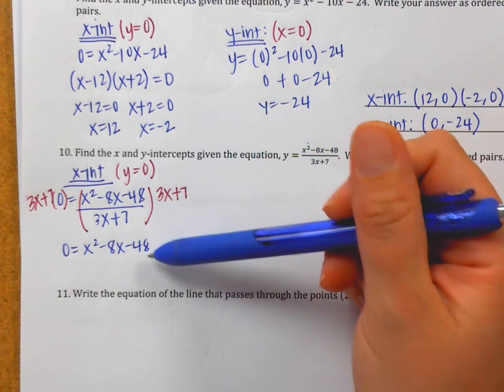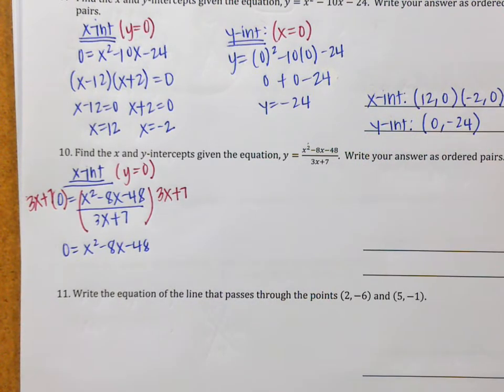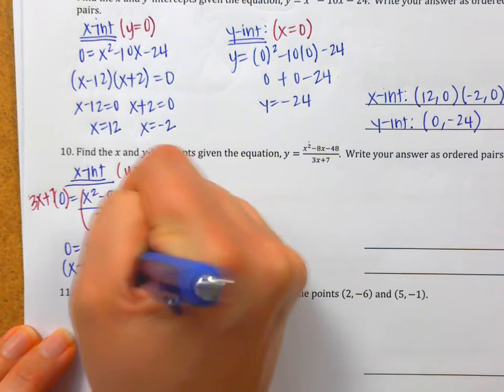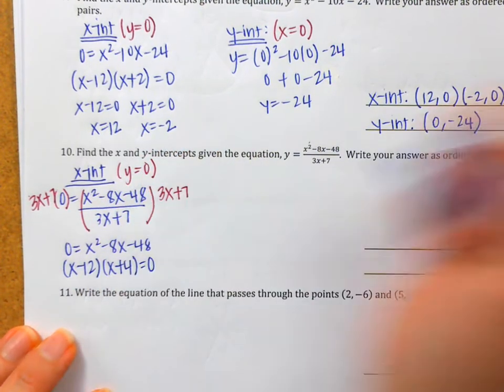I have a quadratic. To solve a quadratic and get x by itself, we need to factor or use the quadratic formula, but I can factor here. What are my two numbers that multiply together to get me negative 48 and add to get me negative 8? That would be negative 12 and positive 4. So I can factor that: x minus 12, x plus 4 equals 0.